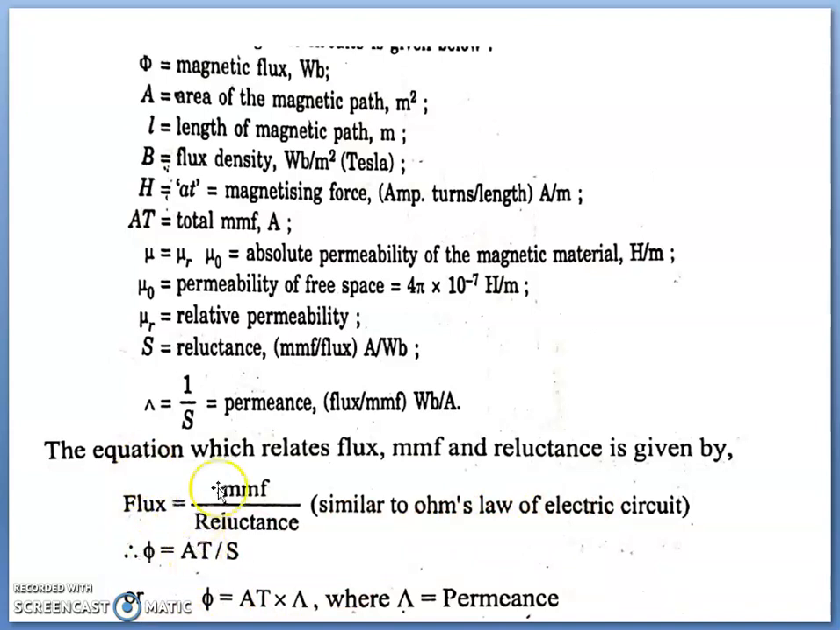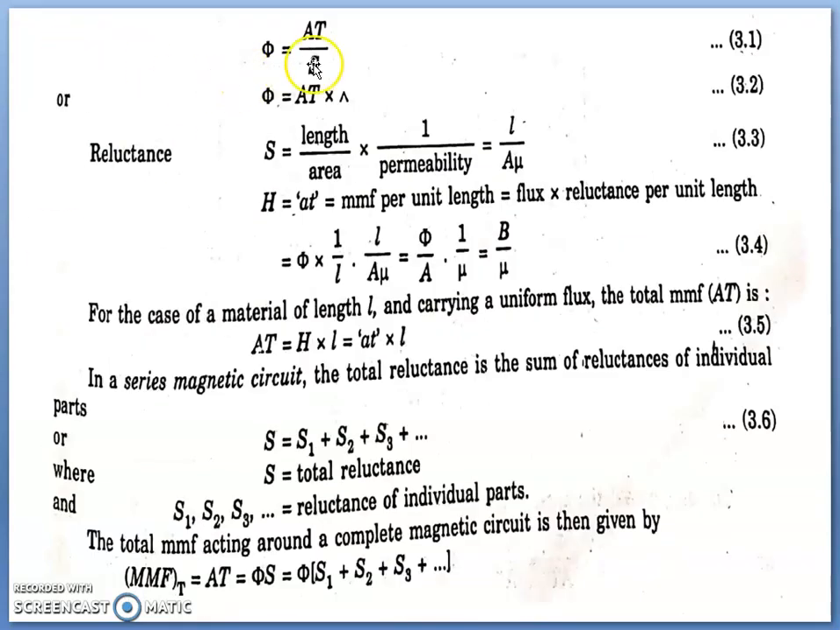So the flux is the total MMF by reluctance, AT by S. Or you can say phi is equal to AT, and since 1 by S is permeance, it is AT, ampere turns, multiplied with permeance. So it is MMF by reluctance, or MMF multiplied with permeance. The formula to calculate the value of reluctance is L by mu A, where L is the length of the magnetic circuit, A is the area, and mu is the permeability.